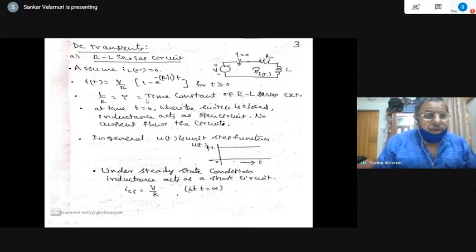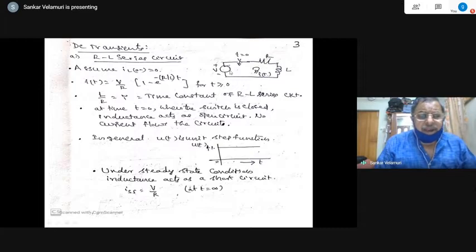Anyway, so now this current, for any time t greater than or equal to 0, the initial condition IL(0-) is considered to be 0, and at time t = 0+ to infinity it is acting as a short circuit. That is different. Okay, so that is the final one. I_SS, the steady state, is V by R because it acts as a short circuit.